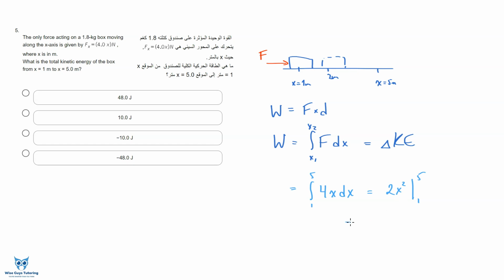And the way you evaluate this is you put 5 in here first. You put the upper limit. So this is 2 times 5 squared minus 2 times 1 squared. This means 25 times 2, that's 50, minus 2, and that's going to give you your answer of 48 joules. And that would be answer number 1.